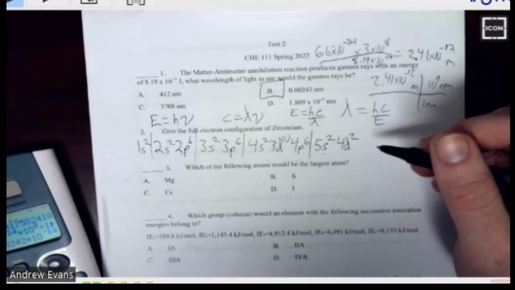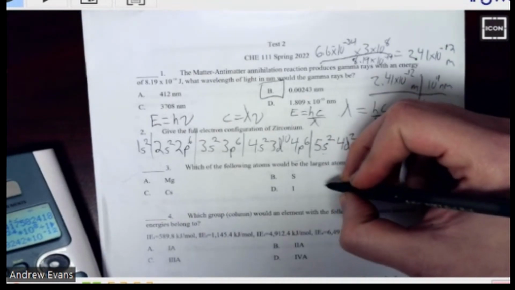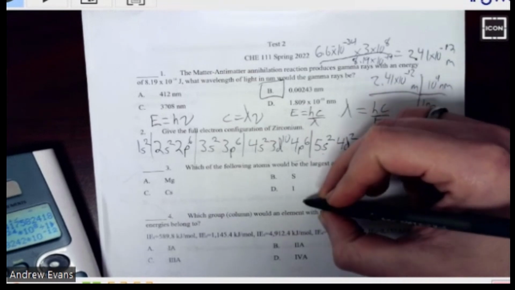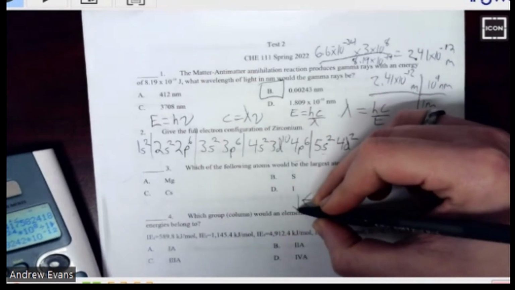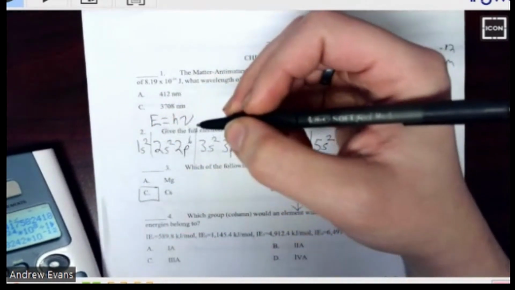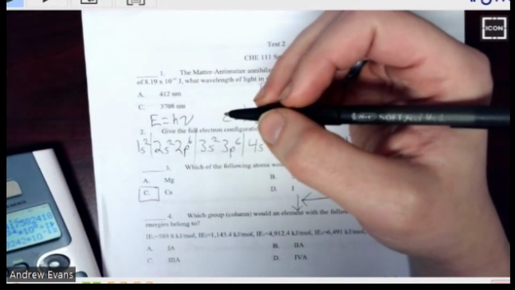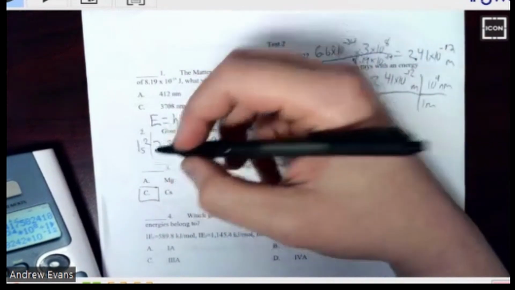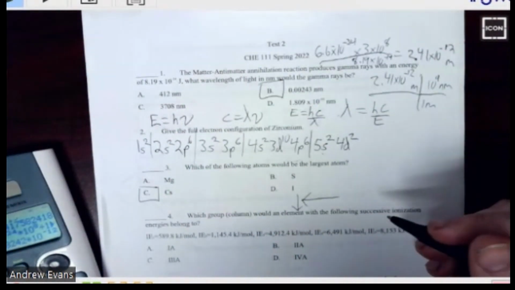Which of all atoms would be the largest? So the trend is left and down for largest. The furthest left is cesium, furthest down is also cesium. So it could only be cesium.